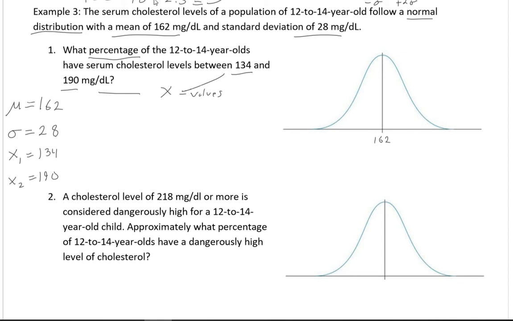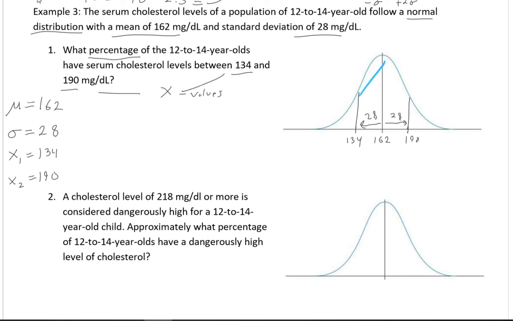Well, I need to find out where these values are relative to the mean. So first, 134. I know that's below the mean somewhere, so let's start going down standard deviations until we get there. If I go down a standard deviation of 28, that means I get to 162 minus 28 gives me 134. Nice. So I'm already done there. One standard deviation down. Now let's see where 190 is. 190 is above 162, and likewise, if I go up 28, I get to a value of 190.